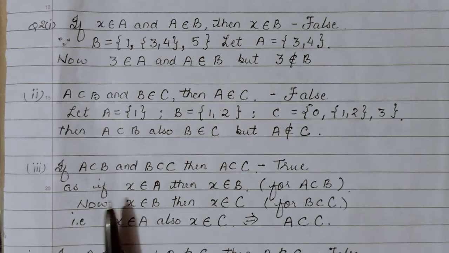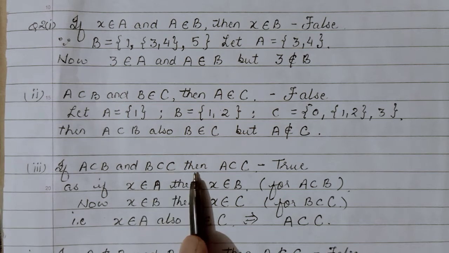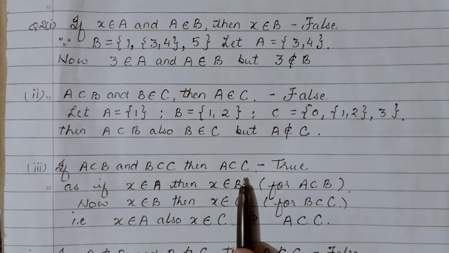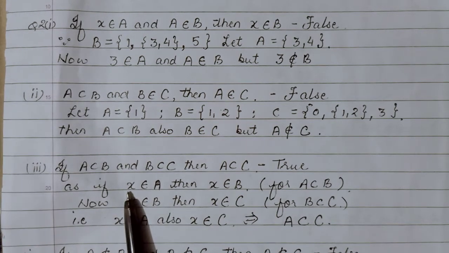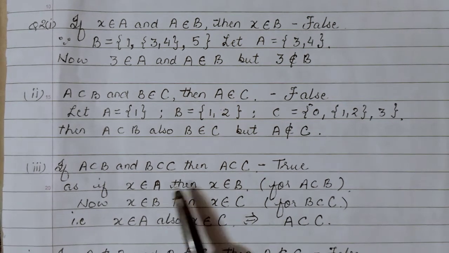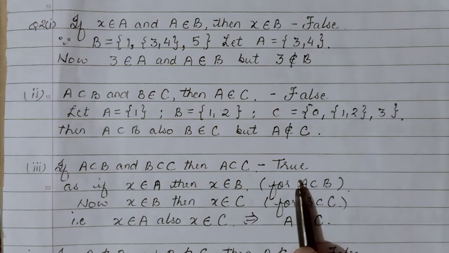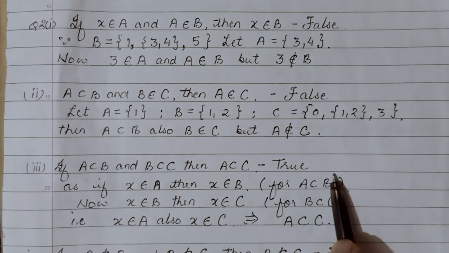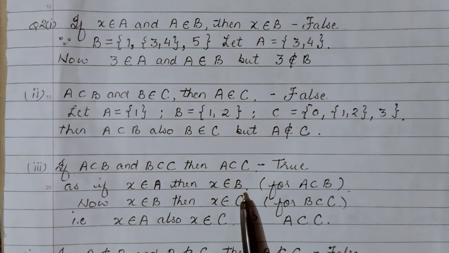Now the third one, children, is: if A is a subset of B and B is a subset of C, then A is a subset of C. That's quite obvious if you've understood the concept of subset, right? So this statement is true. So the way of presenting it: X is any and every general element of A. So if I say X is an element of A and A was a subset of B, then X has to be from B as well. That is what the definition of subset is. Set A is a subset of B if every element of A is also present in B. So if I am saying X is present in A, then X has to be in B also, right?